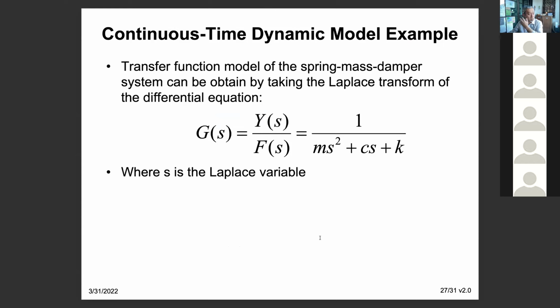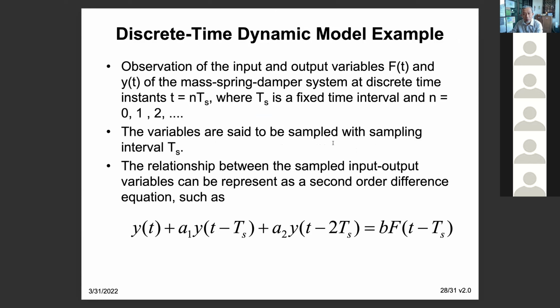Then we can switch from the state space to the transfer function. This is considered a model in transfer function form by using the Laplace transform. The highest order is 2, so it is a second order system. Or it can be written in discrete form like this: y(t) = a1 y(t-Ts) + a2 y(t-2Ts) = b f(t-Ts). This is considered a discrete model, and it comes with the sampling interval, known as Ts.